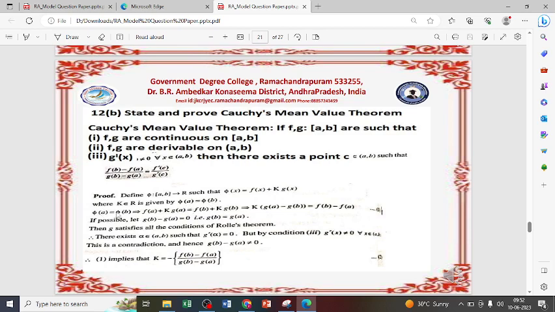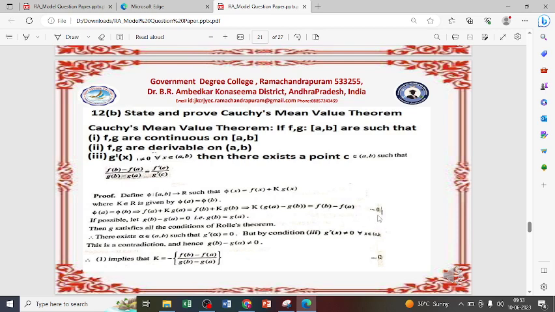Now phi(a) equals phi(b) implies, what is the meaning? phi(x) is f(x) plus k times g(x). So what is phi(a)? f(a) plus k times g(a). Now what is phi(b)? f(b) plus k times g(b). So when you take k common, k times (g(a) minus g(b)) equals f(b) minus f(a). Call this equation 1.